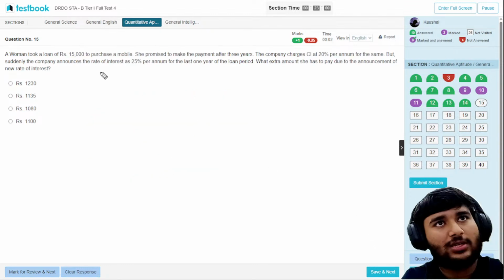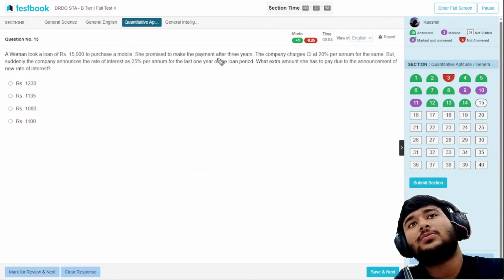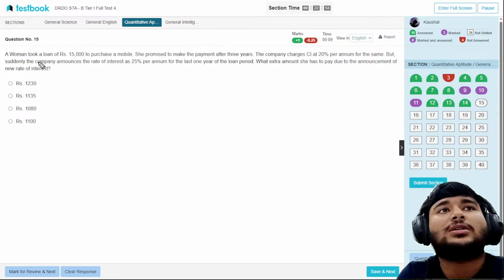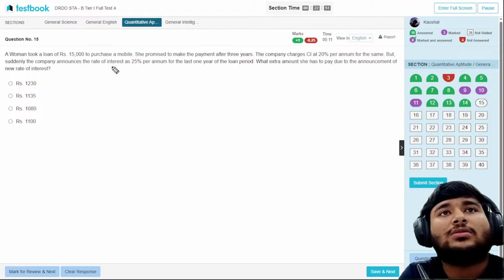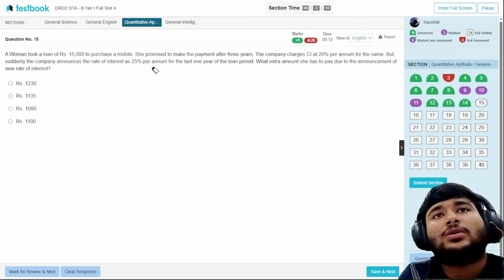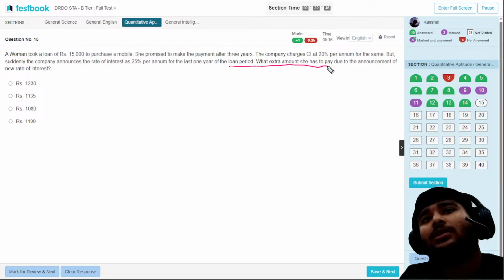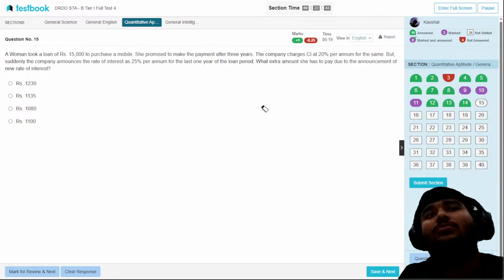A woman took a loan of 50,000 to purchase a mobile. She promised to make the payment after 3 years. The company charged an interest of 20% per annum, but suddenly the company announced the rate of interest to be 25% for the last 1 year of loan payment. What is the extra amount she has to pay due to the new rate?